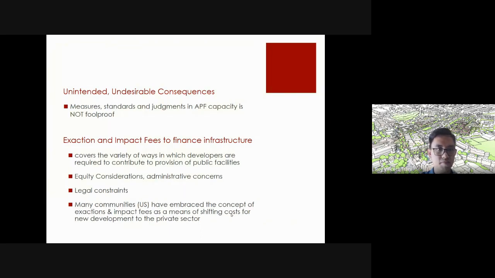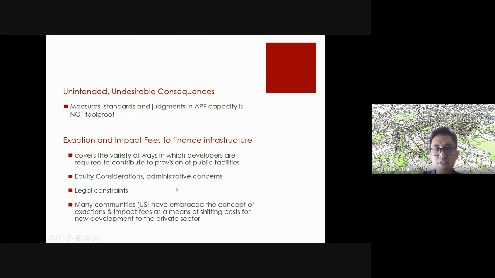Just a few more notes. There are some unintended or undesirable consequences of growth management programs. So measures, standards, and judgments in AFP capacity is not foolproof. It really depends on the local community, the government, and sometimes even external factors that are beyond the local community's control.